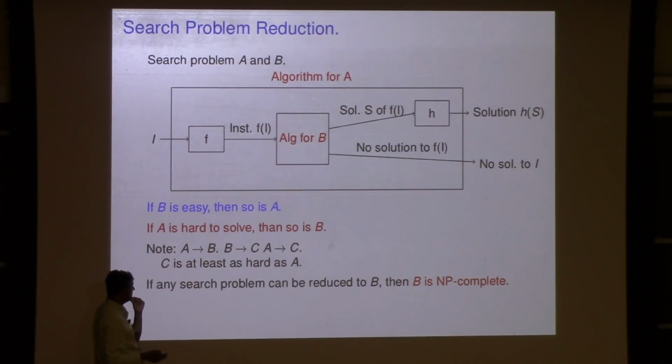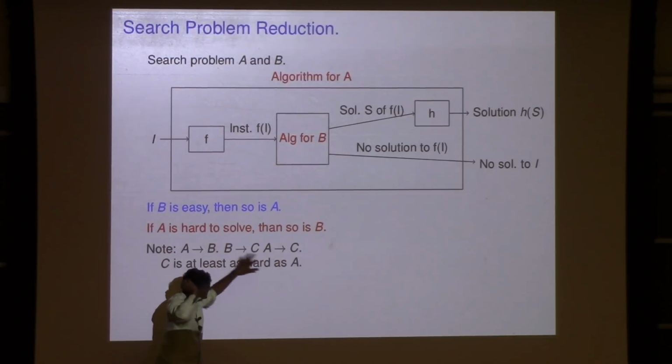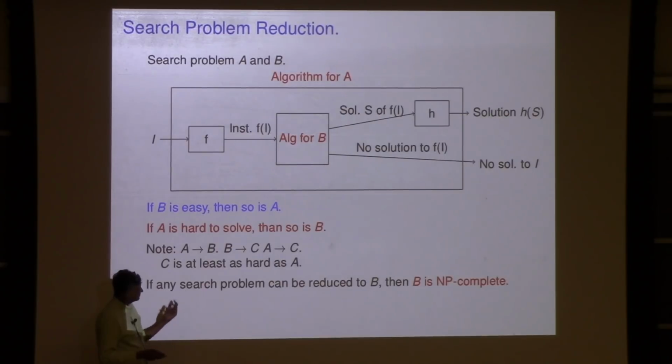Any search problem, even me, when I look at this, I'm like, is that the right direction? B is harder than A. C is harder than B, so C, yeah, right. Okay, so if any search problem can be reduced to B, then B is NP complete. So that's what NP completeness means.